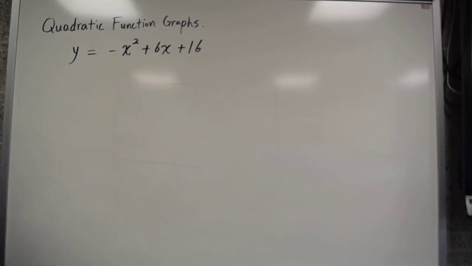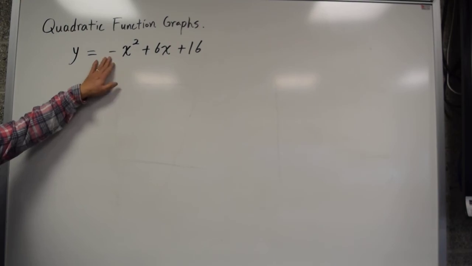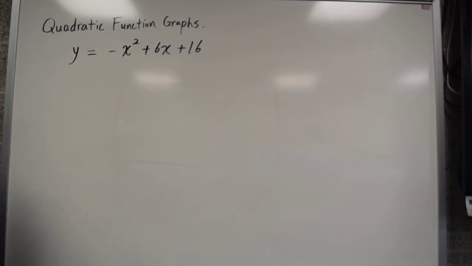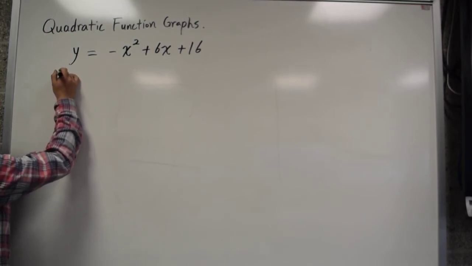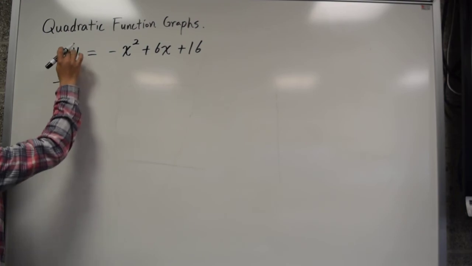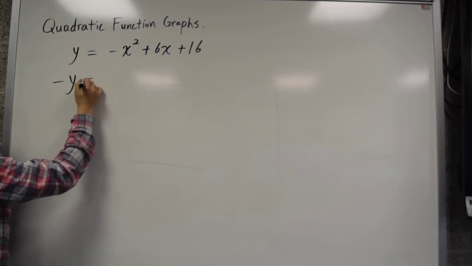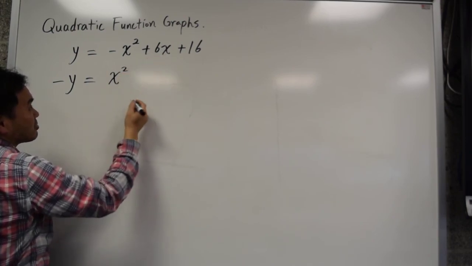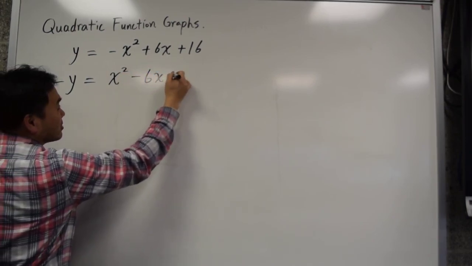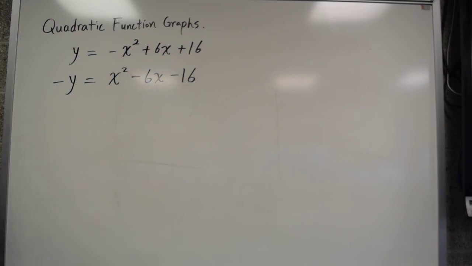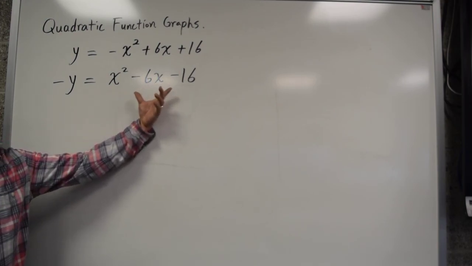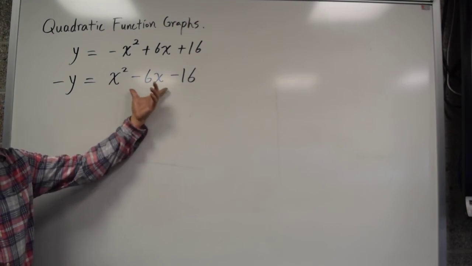Okay. And the way I would do it is, in this case, just multiply by negative 1 everywhere. Then this negative times negative is positive, right? So I'm going to multiply by negative 1. Negative 1 times y is negative y. Negative 1 times negative x squared is positive x squared. Negative 1 times 6x will be negative 6x minus 16 all the way through, right? So this one now can be easily completed as a square.